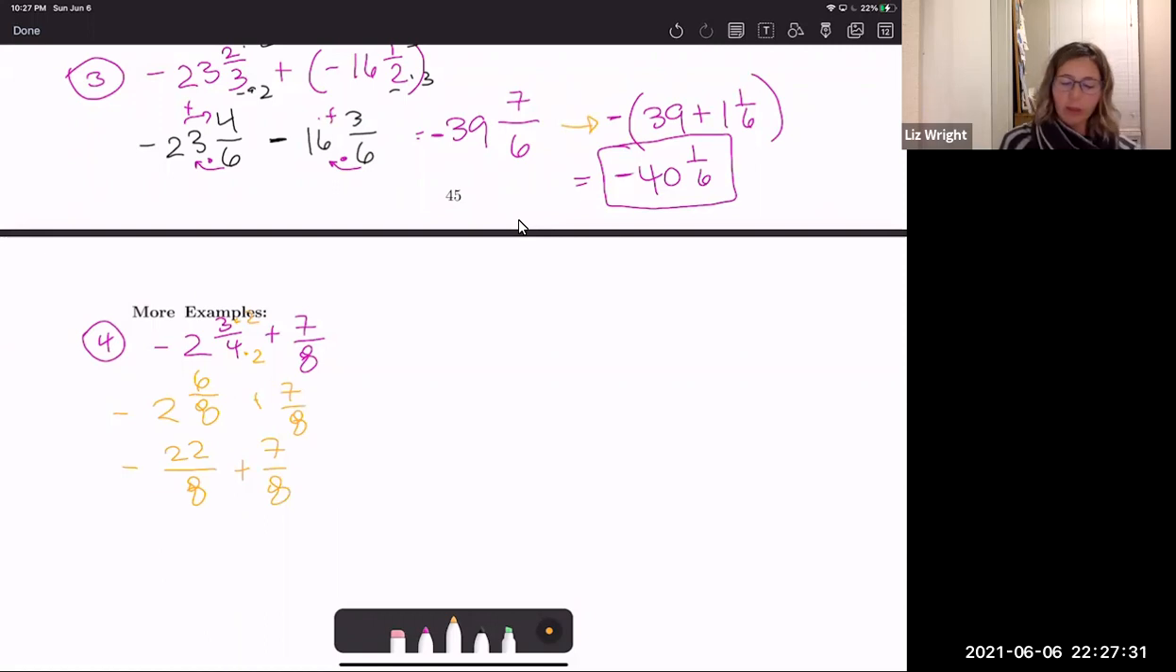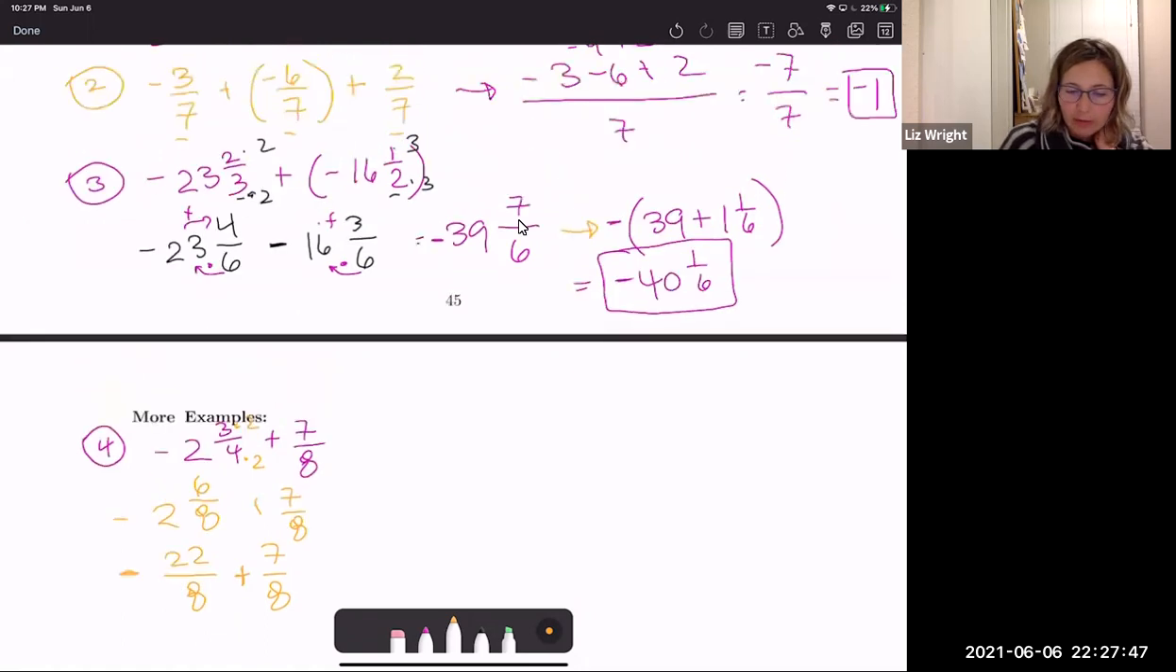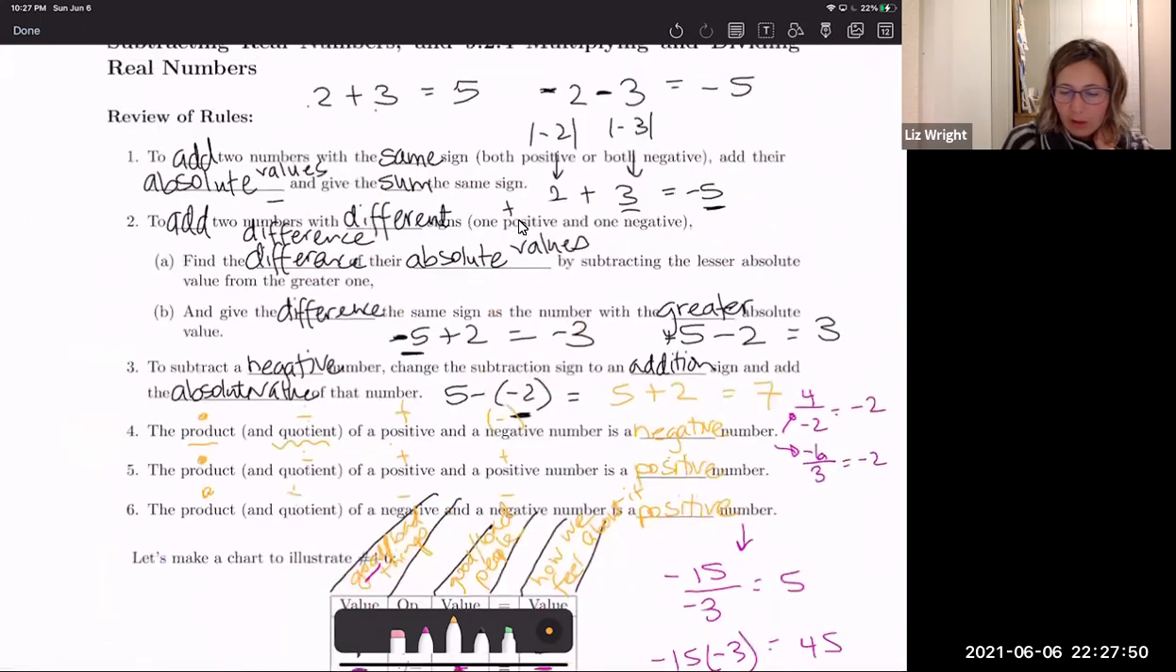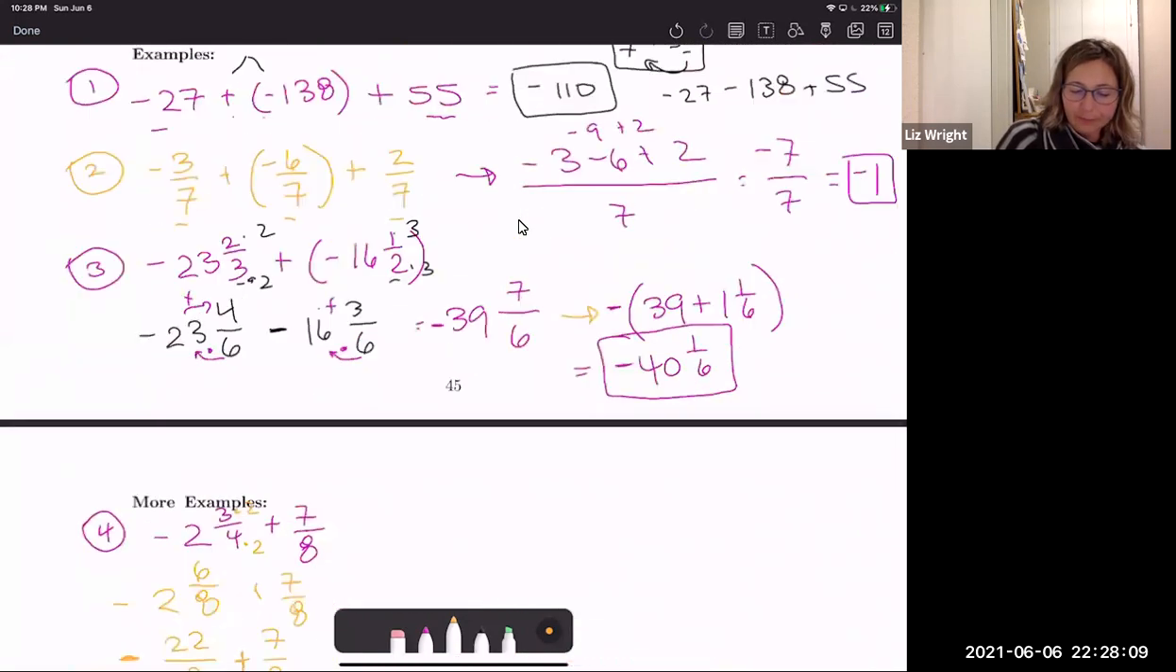And then you can do this one of two ways. My brain actually likes to do this: because I see that there's a negative and I'm adding a number, my brain goes 22 minus 7, and then I know that my answer will be negative. That goes back to the rules up here: we're finding the difference between their absolute values. And whatever my answer is, it's going to have the same sign as the larger number, or the larger absolute value.